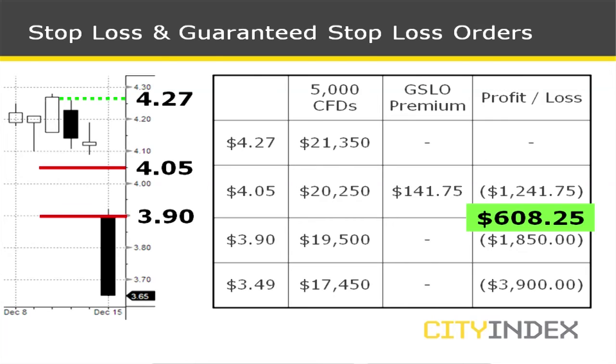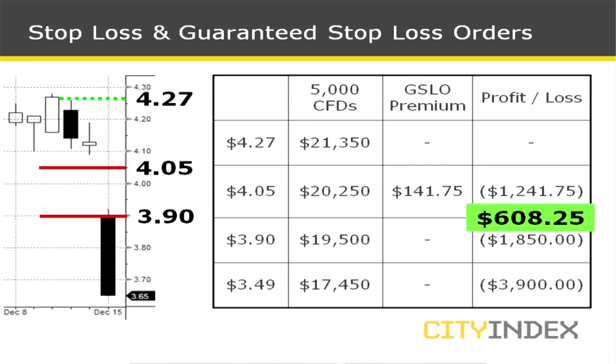Now, if you just had a regular stop in place and you suffered that slippage down to $3.90, at $3.90 the value of your 5,000 CFDs would have been $19,500. And if you were that person that got home at the end of the day and reviewed the price action and then made your order for the following day and you got out at the opening price down there of $3.49, the value of your 5,000 CFDs would have been $17,450. So you can see there the varying profit and loss. In fact, it's all losses on this particular trade.